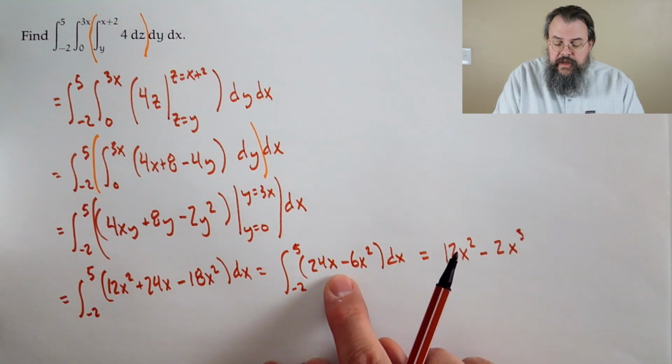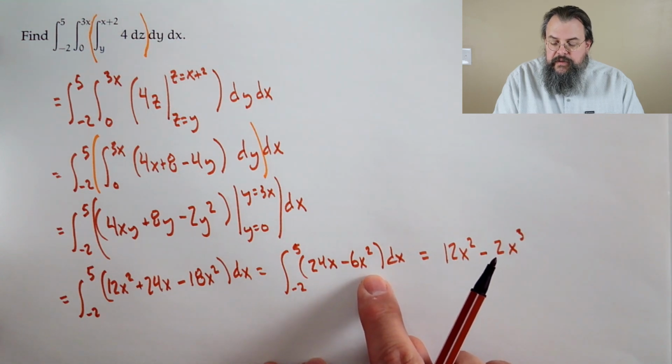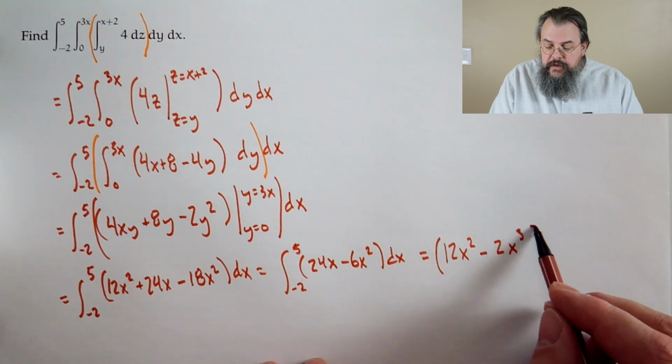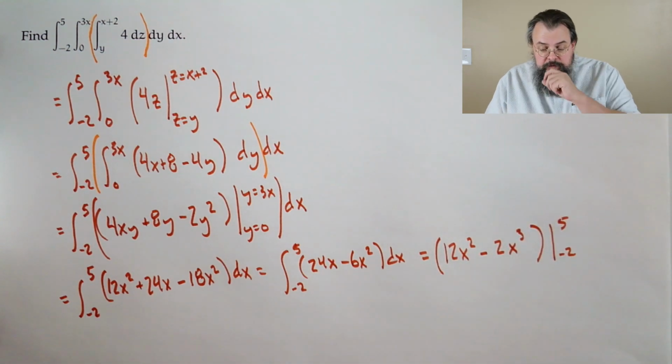Because here, integral of x squared is a half x squared. 24 times half is 12. Integral of x squared is a third x cubed. 6 times a third is 2. And you plug in from -2 to 5. Excuse me.